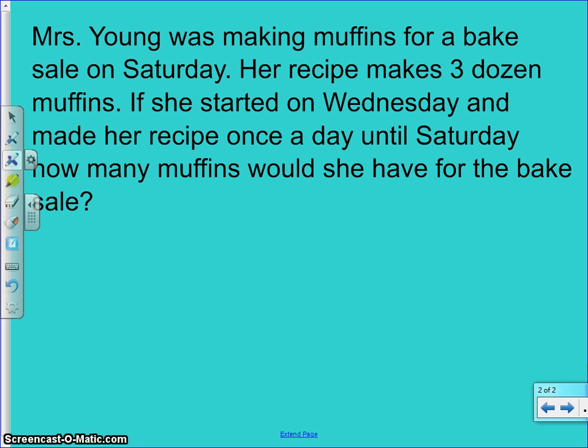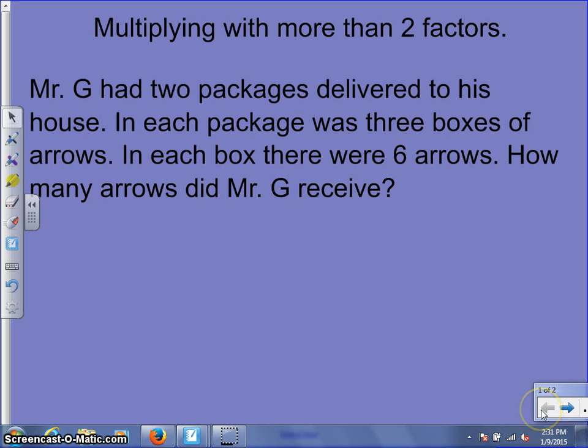So let's take a look at this word problem, and we'll dissect this and look at this using word problems so we can get a better understanding of where those multiple step multiplication sentences will come from.